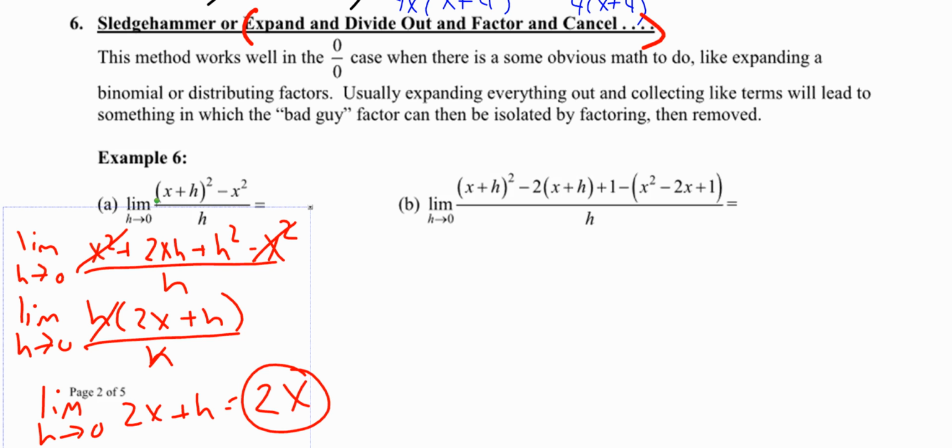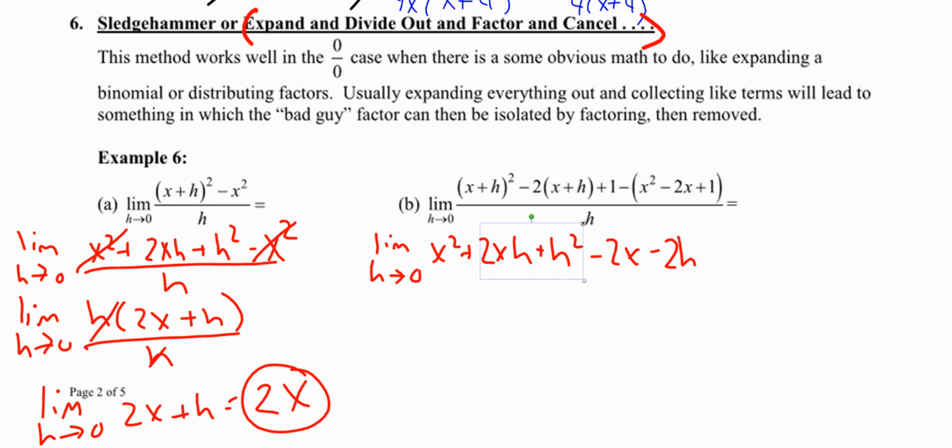Okay, last one. I'll write this out. I'm sure you can follow along. So limit as h approaches 0, x squared plus 2xh plus h squared minus 2x. This looks remarkably similar to some of the limits that we will be doing later when we get to that fancy thing called the derivative.